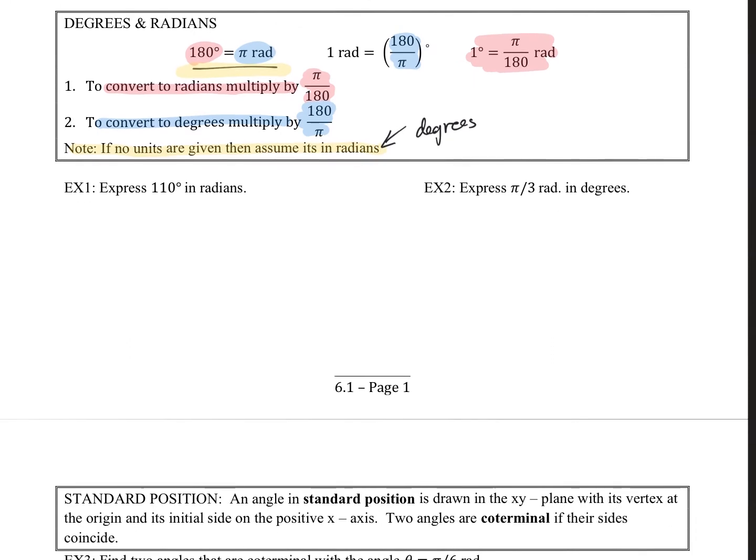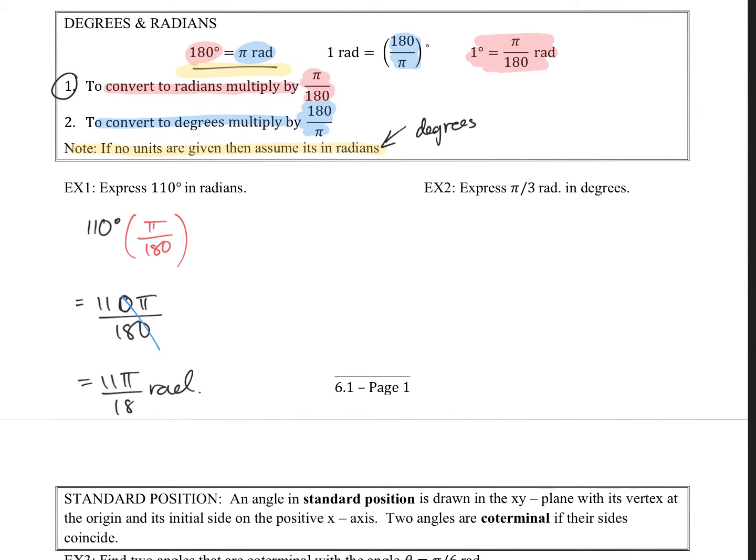Now, example 1: express 110 degrees in radians. How do we do that? We want to convert to radians, so step 1 is converting to radians. We multiply by pi over 180. We have our original 110 degrees, and we multiply that by pi divided by 180. Simplifying, we end up with 110 pi divided by 180. We can simplify those zeros out, and we're left with 11 pi over 18 radians.